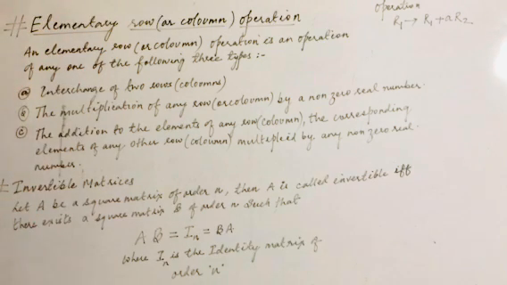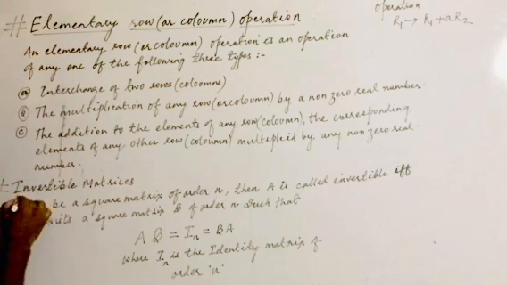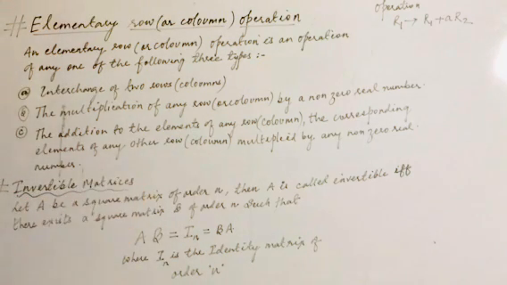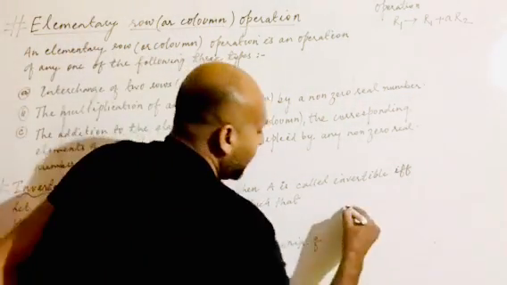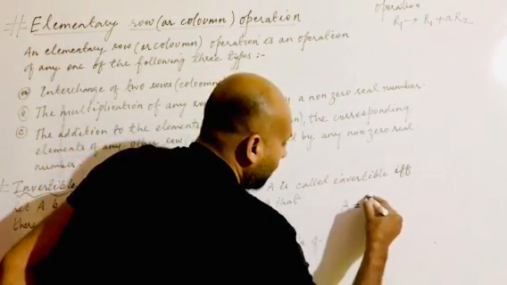Now, what will be the basic use of this? For that we have to study one more thing, which we call invertible matrices. So what is the meaning of the term invertible matrix? Let A be a square matrix of order n. Suppose I am taking a matrix A here, and that is a square matrix of order n.